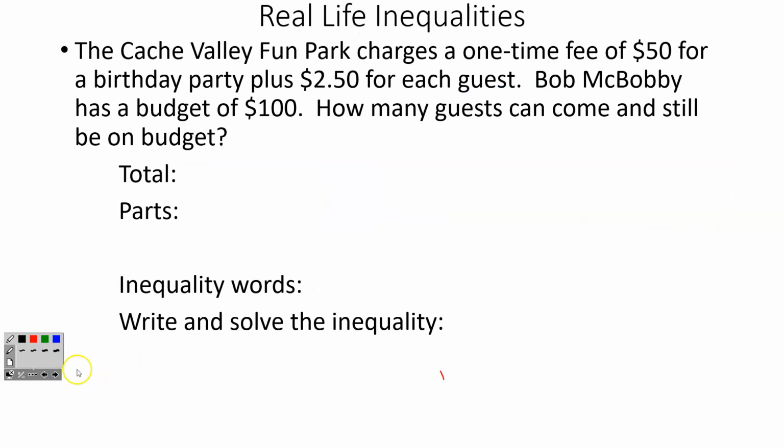So now we start getting to some of the real life stuff. The Cache Valley Fun Park charges a one-time fee of $50 for a birthday party plus $2.50 for each guest. Bob McBobby has a budget of $100, so how many guests can come and still be on budget? Well, my total is $100. What parts do I know? I know it's a one-time fee, so I know the fee is $50. And I know that it's $2.50 for each guest.